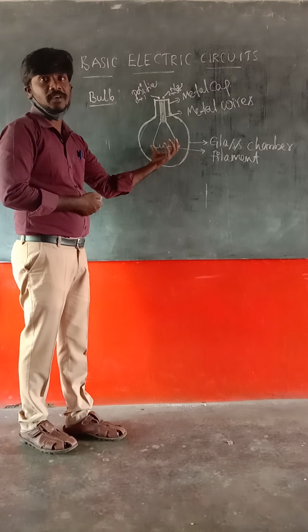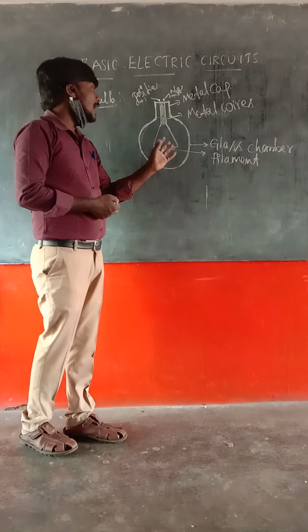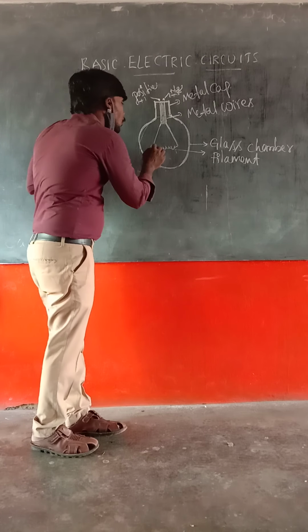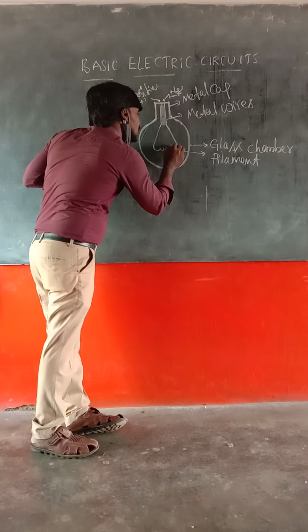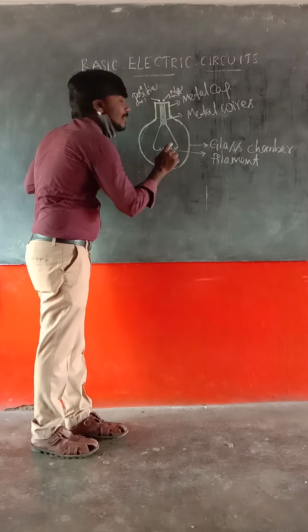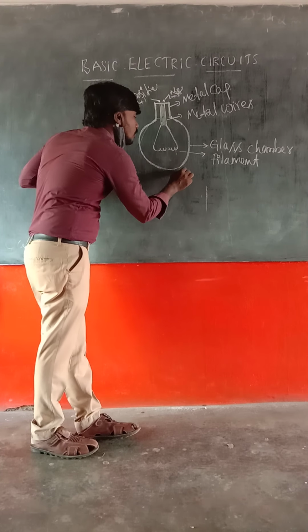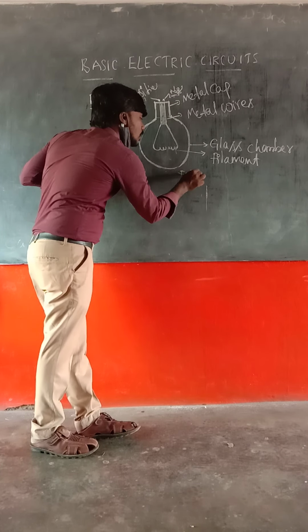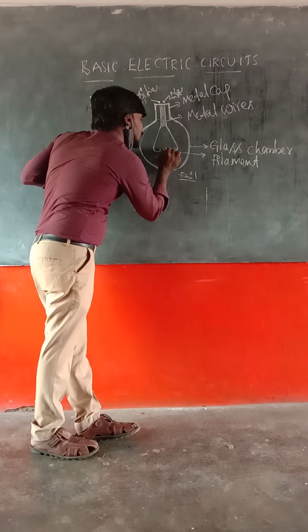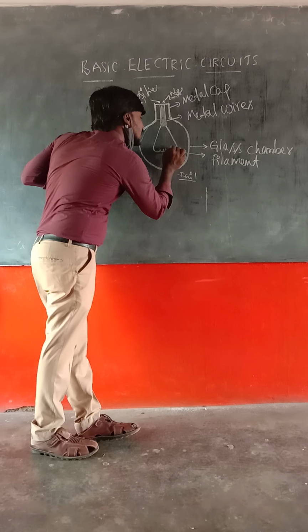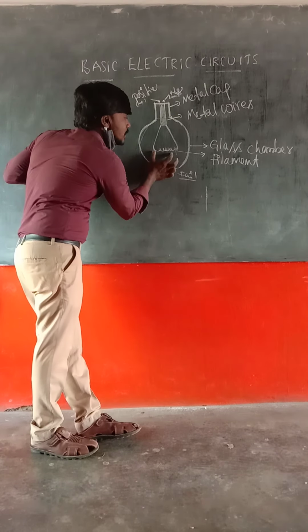In this bulb, one more thing: the filament is always connected with one wire and another wire. Suppose it is cut; in this condition the bulb will fail. The bulb will always fail. So that's why the filament is always connected between one wire and another wire. That is called the filament.